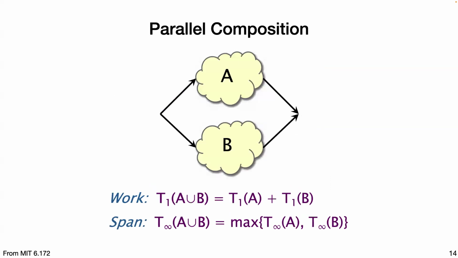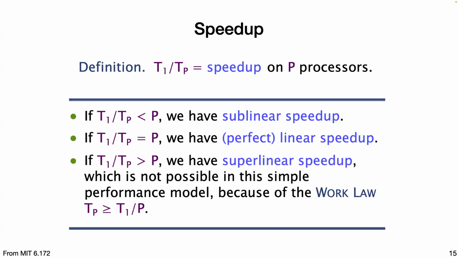If they were parallel, the work is still both of them added up, but now for the span, you take the max of both, because they're separate. This is the definition of speedup that we had last time. T sub p is the time on p processors, T sub 1 is the time on one processor, and speedup is serial time divided by parallel time.